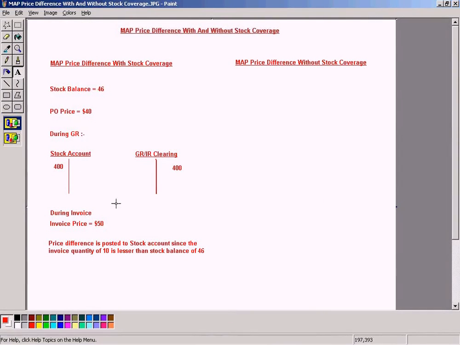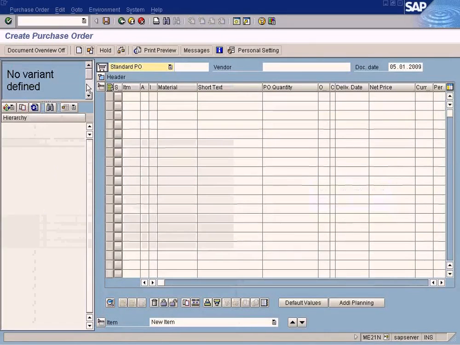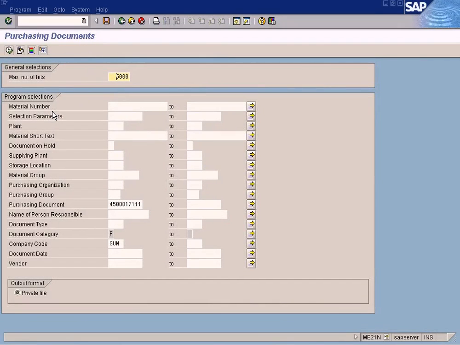But before that, that should happen between the GR and invoice. The own consumption should happen between the GR and invoice time period. Only then it will be considered as without stock coverage. So let us post the purchase order and the goods receipt first. ME21N.